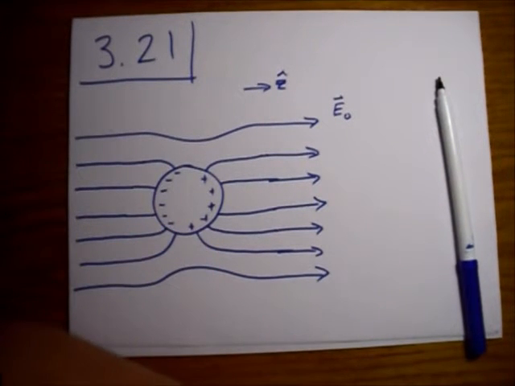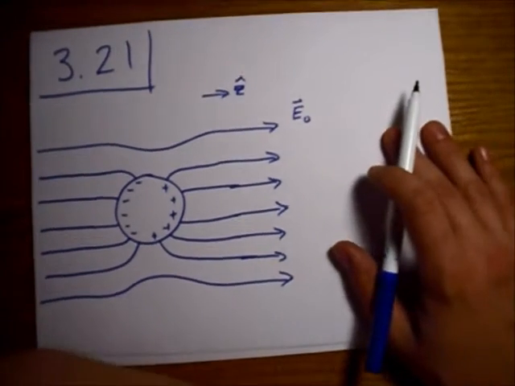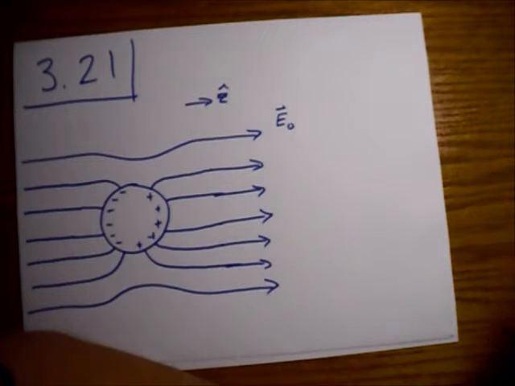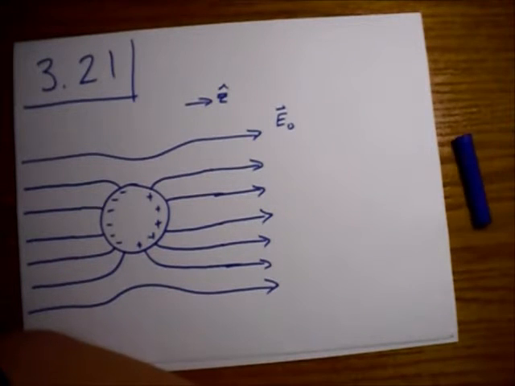I believe we've done a video of a sphere in an electric field. You can also find it in Griffiths. This is example 3.8. All right. To save time, I'm just going to give the result of example 3.8, but there's also a video of a conducting sphere in this field where we would solve for this.